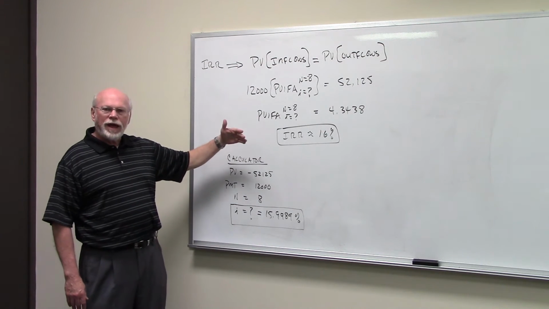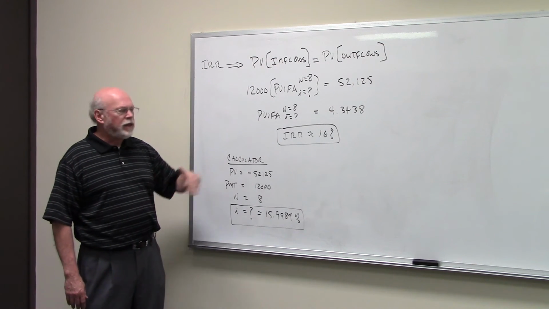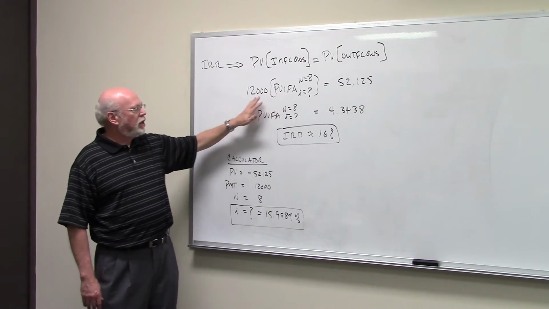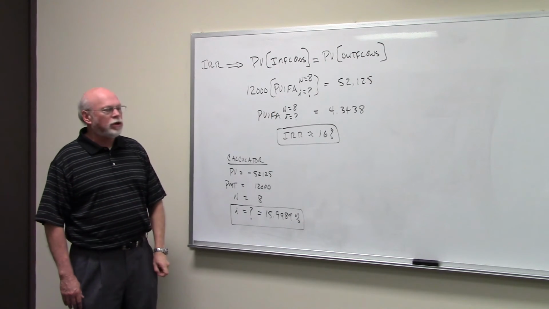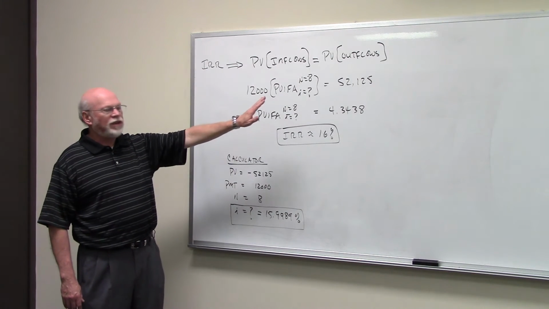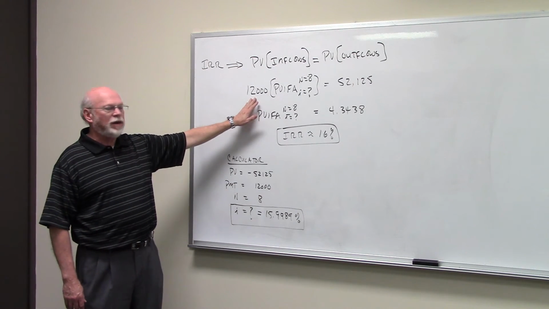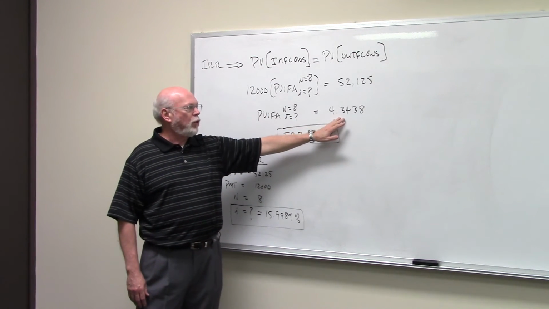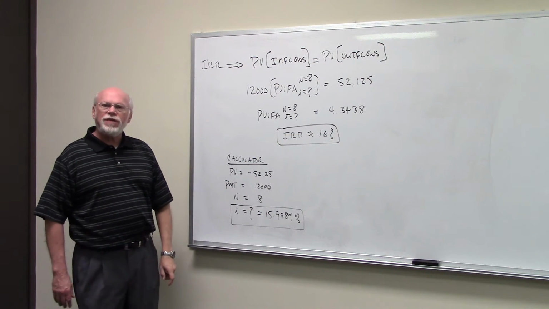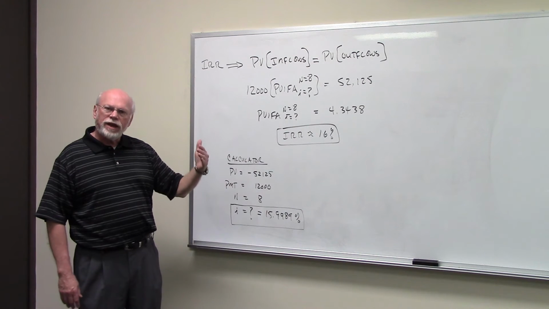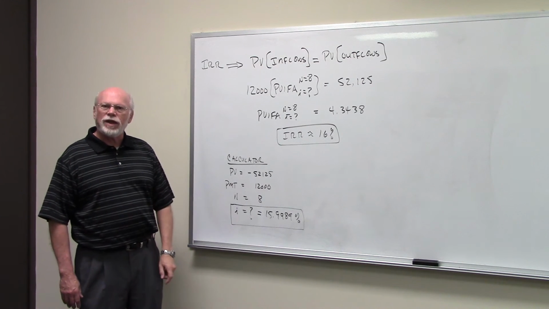The first step now, you don't solve directly for that. You solve for the interest factor. 12,000 times something is equal to $52,125. So if we take $52,125 and divide by 12, you get 4.3438. If you go to your PVIFA table, go down the left-hand column till you find n equal to 8.